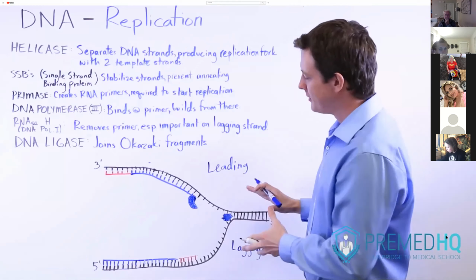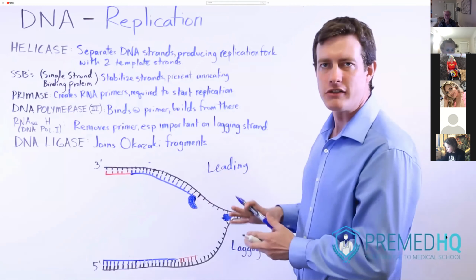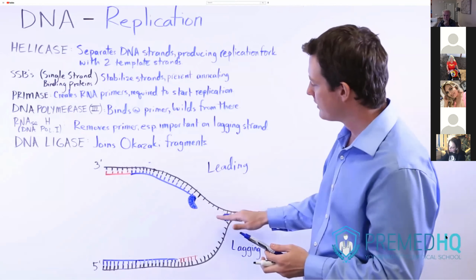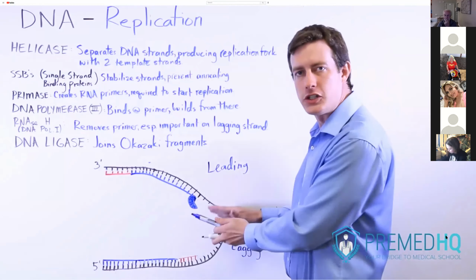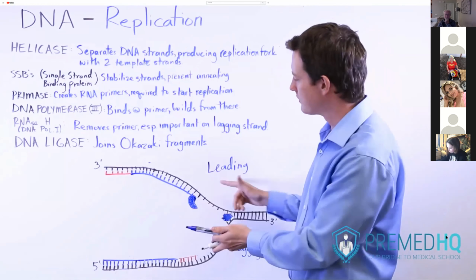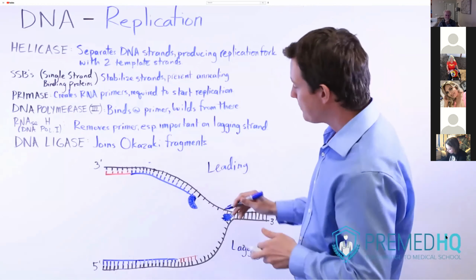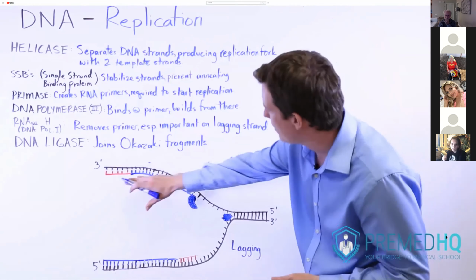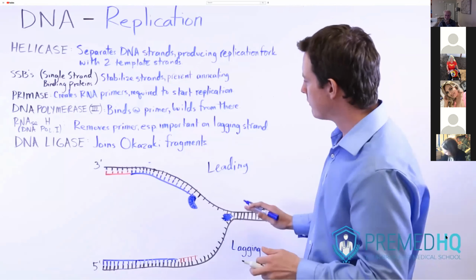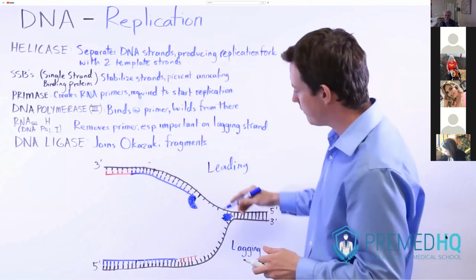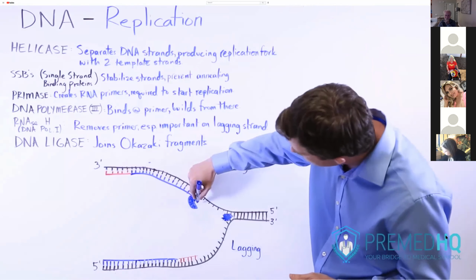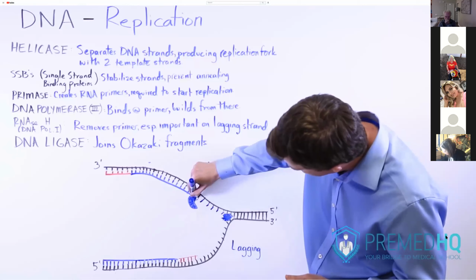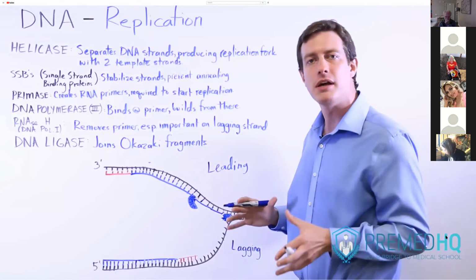So what we've done here is we've now advanced this replication fork. So the helicase has continued to unwind these strands. And so it opens up a new region of these two template strands that can now be replicated. And so on the leading strand, it's clear that because the polymerase is moving in this direction, remember it reads from 3' to 5', it can just continue to move in that direction into the replication fork and lay down more and more nucleotide bases.